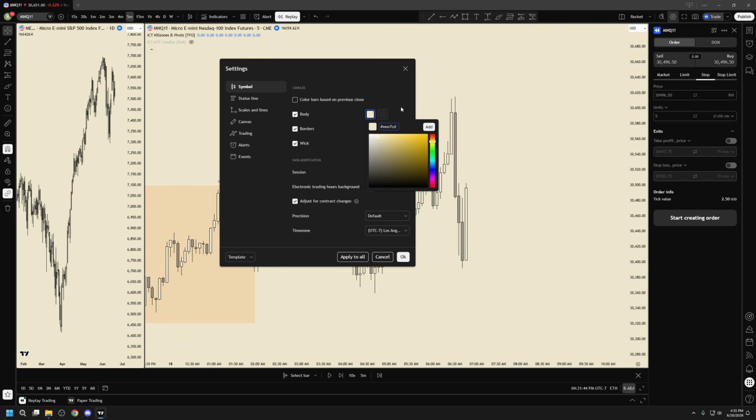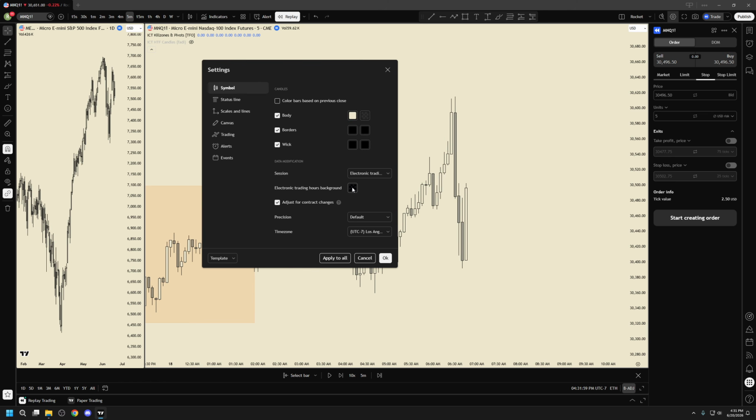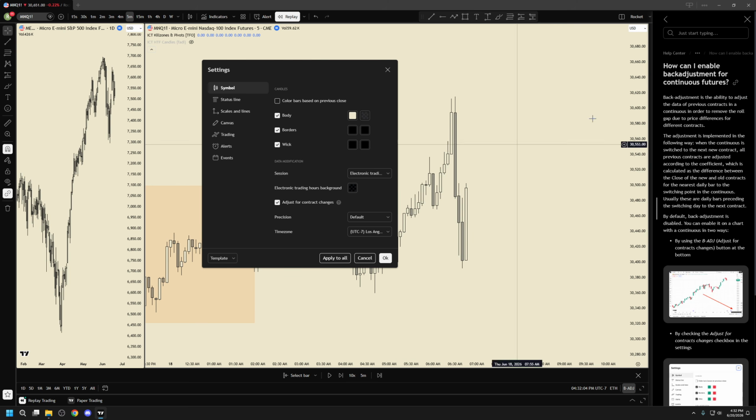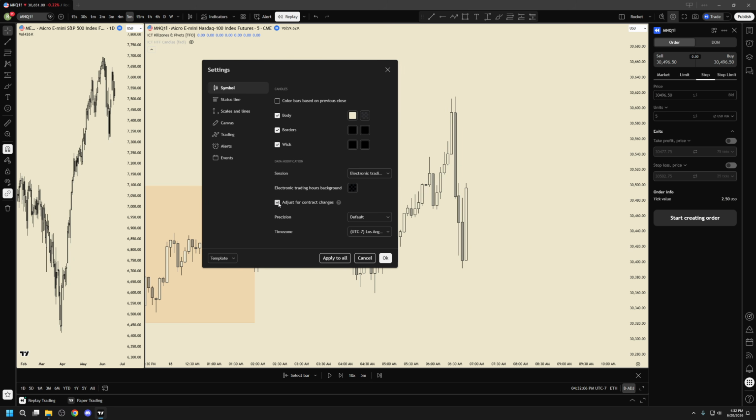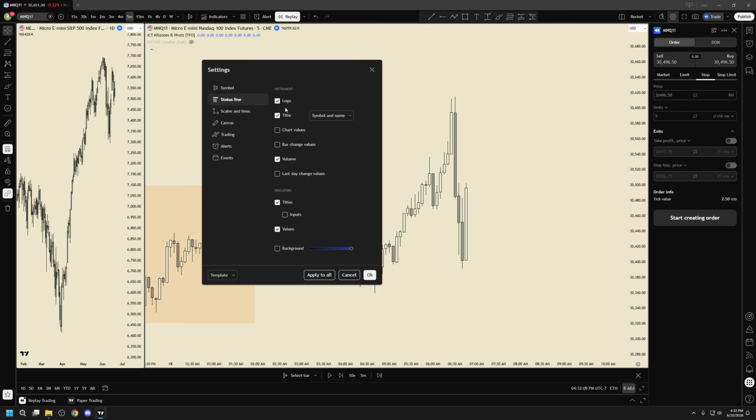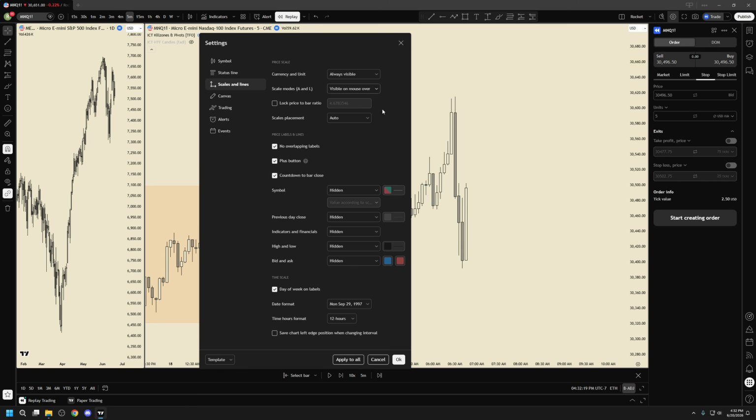So this is the color I use. This is the color code right here, color code there, and then for these it's just black at 100%, black 100%, black 100%. I have electronic trading hours on just because we're trading futures and we need all the data we can. I do this adjust for contract change. I'm not exactly sure how that affects anything, but I just have that checked. Status line, I have logo, title, symbol and name, volume, titles, values, scales and lines. These are the settings you can just copy.